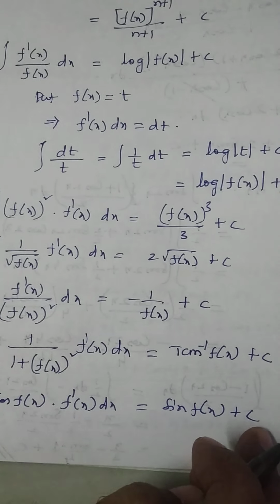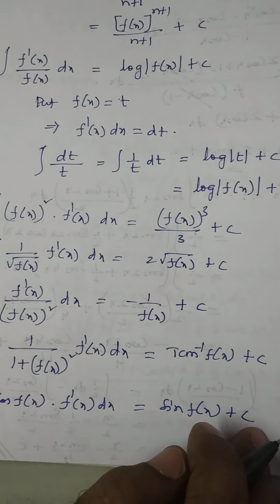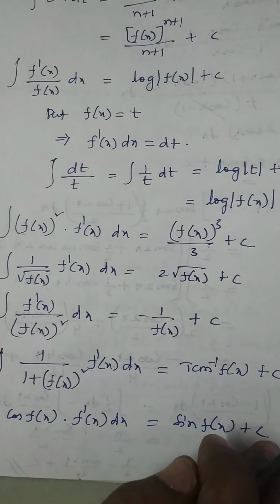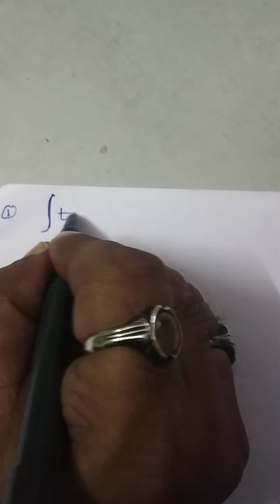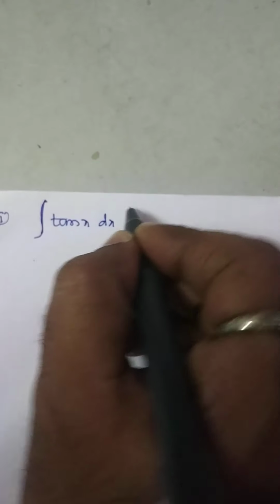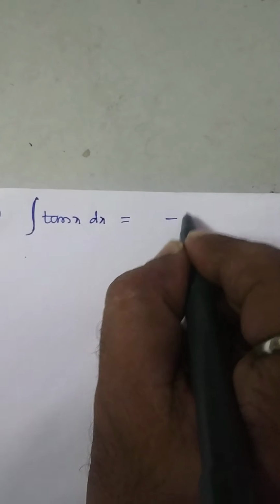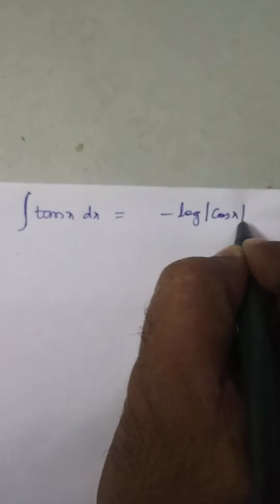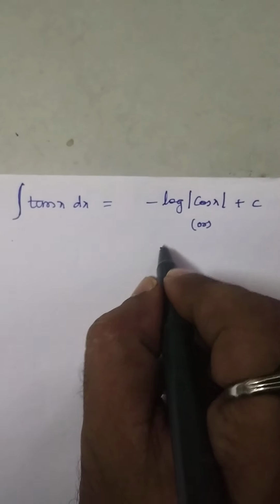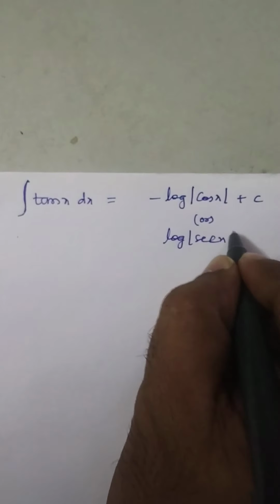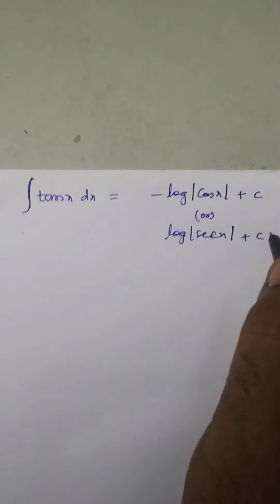So here now we will see some standard trigonometric results in this substitution method. First one: integration of tan x dx is equal to minus log of cos x plus c, or log of secant x plus c. So anyone we can get.